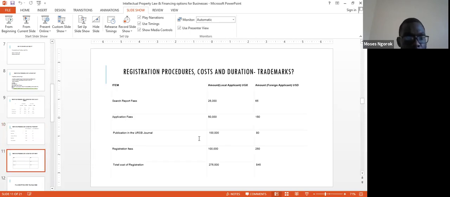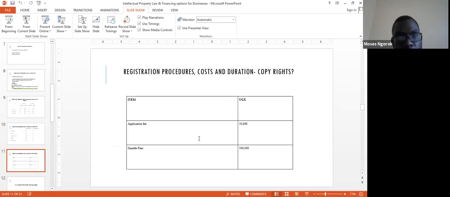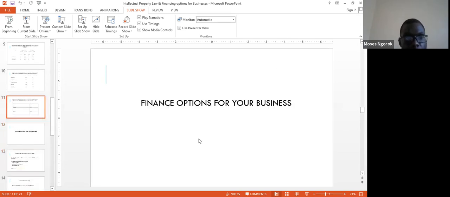That's for trademarks. And when you look at copyrights, the application fee is 50,000. Then you have to gazette it. There's a gazette fee as well, which is 300,000. So on average, 350,000 can get you a copyright registration. So that's it in terms of intellectual property.